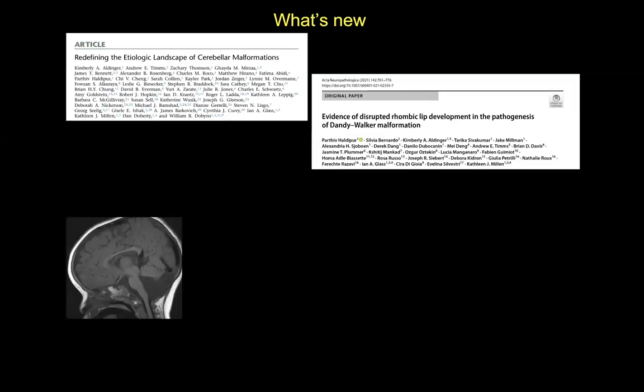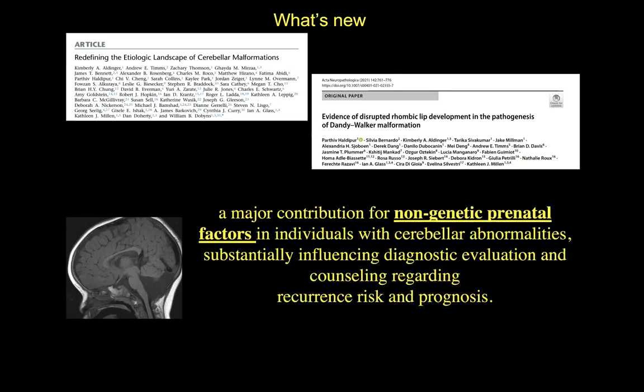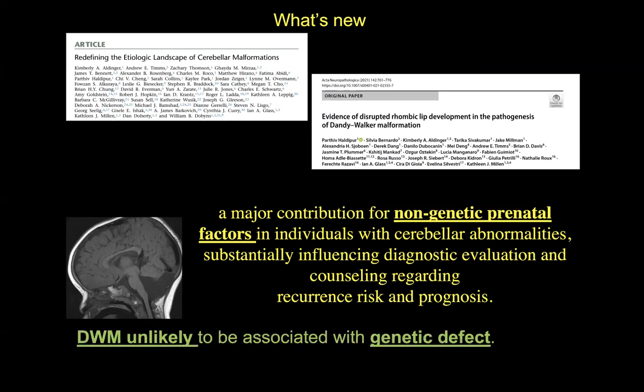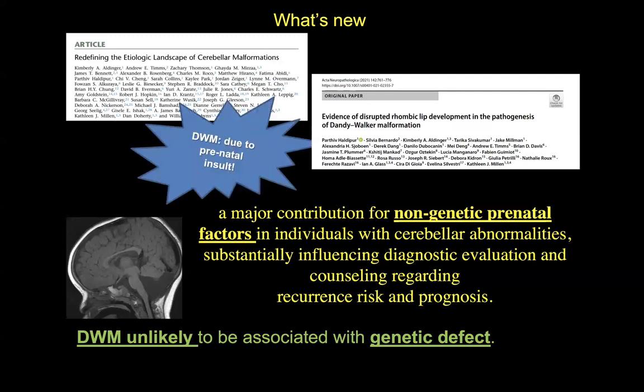Well, there are some papers, and this is a beautiful paper from Dr. Aldinger showing the histopathology of Dandy-Walker versus genetic causes of vermis hypoplasia. On the left, another paper from the group of Bill Dobyns, and they all demonstrated that actually there is a major contribution of non-genetic prenatal factors in cerebellar abnormalities. In particular, Dandy-Walker is unlikely to be associated with a genetic defect, unless, of course, a genetic defect creates a prenatal insult, like I showed you before in the pitfalls.